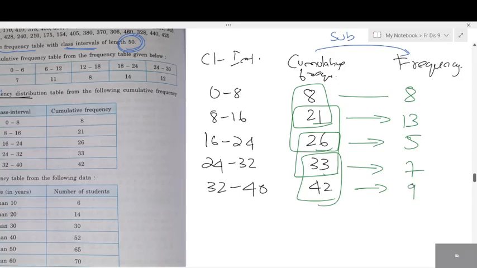Can you check the answer in the textbook? Is it correct? Understood how to convert from cumulative to frequency and frequency to cumulative frequency? Okay. Basically addition and subtraction, that's it. You add and subtract.